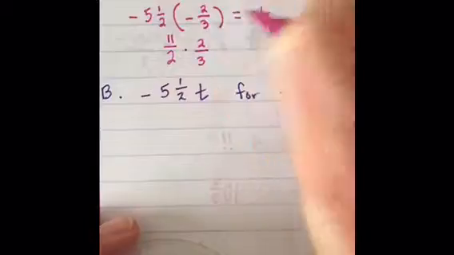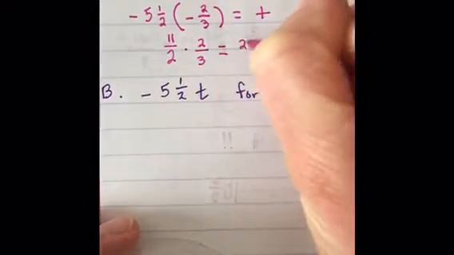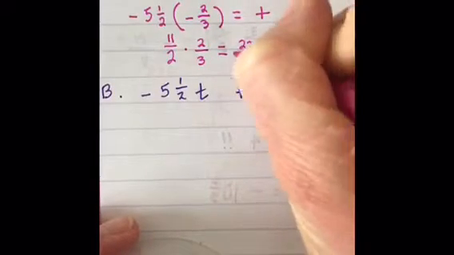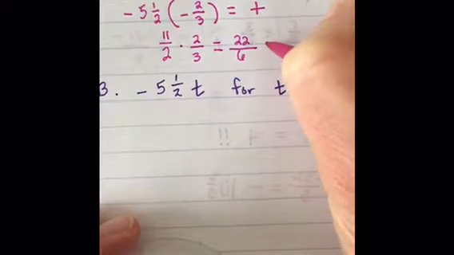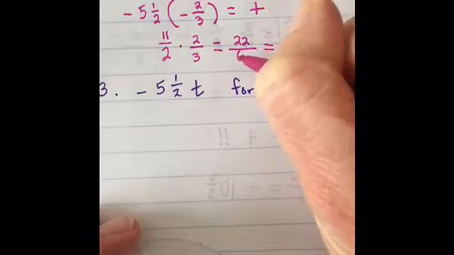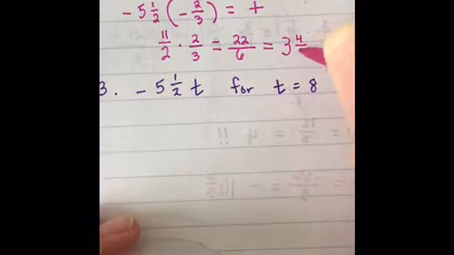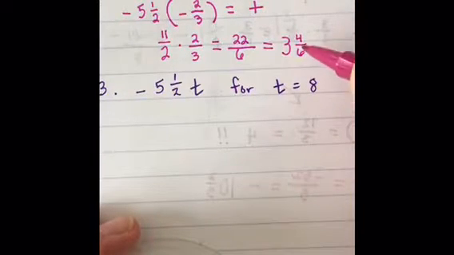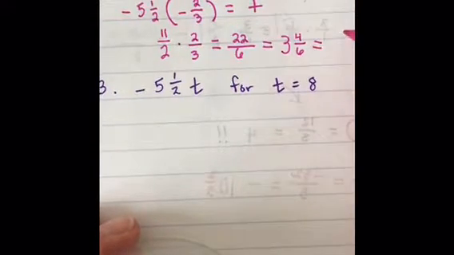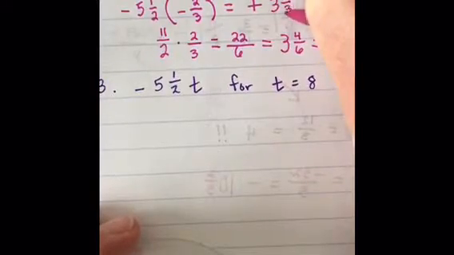I've already dealt with my negatives, I already multiplied them and put the positive there, so now I'm just doing the numbers. 11 times 2 is 22, 2 times 3 is 6, but that cannot be my final answer because it is improper. So I'd like for you to go ahead and change it back. 6 goes into 22 3 times with 4 left over, 3 and 4/6. And then that, as you notice, can be reduced. They're both even, so we can reduce them both by dividing by 2, so it's 3 2/3, or positive 3 2/3 is our final answer.